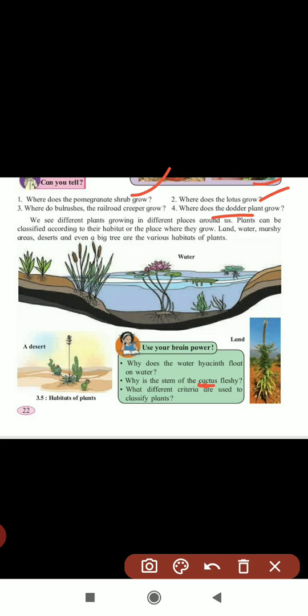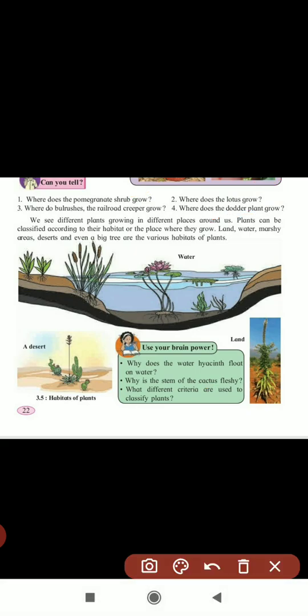So next, where does the dodder plant grow? The dodder plant is a parasitic plant, a heterotrophic plant. It attaches itself to a host plant to absorb food. Means it depends on the other plant. Understood? So you can search this dodder plant, bulrushes and railroad creeper, and you can see the picture on Google. Understood, children? So next part.